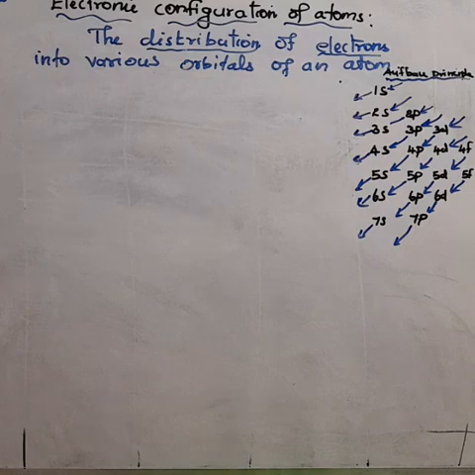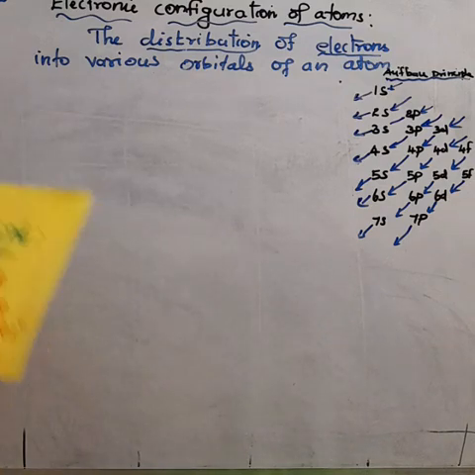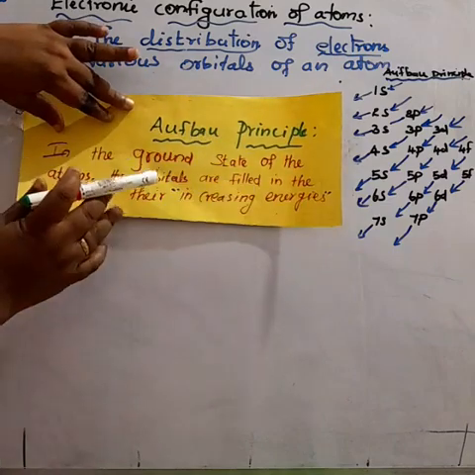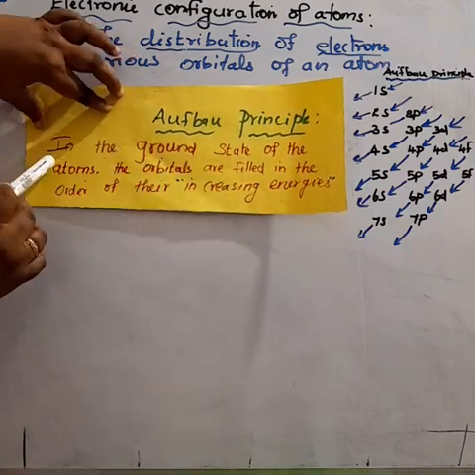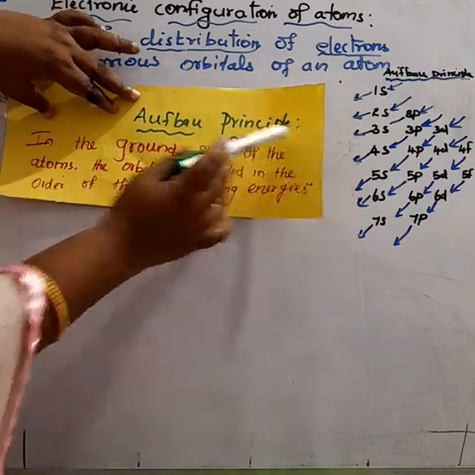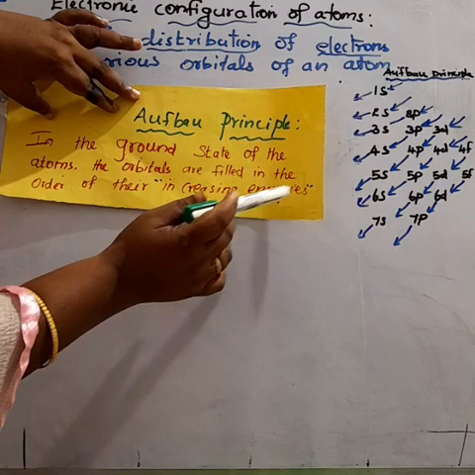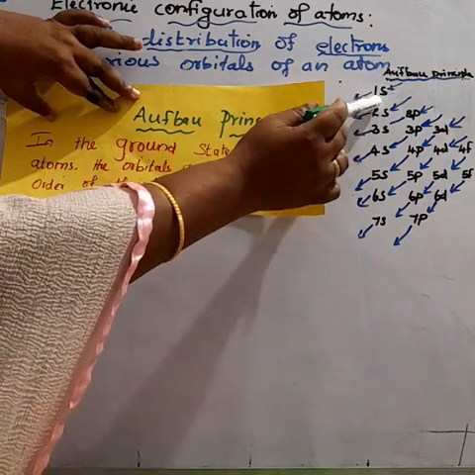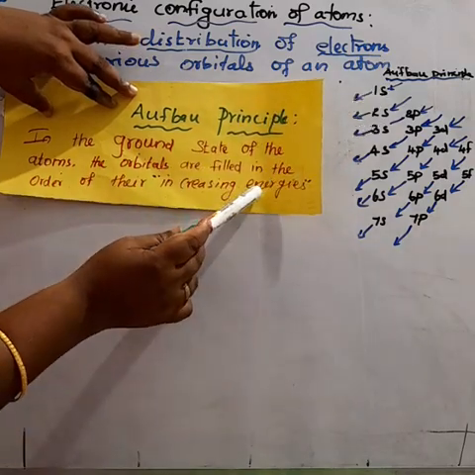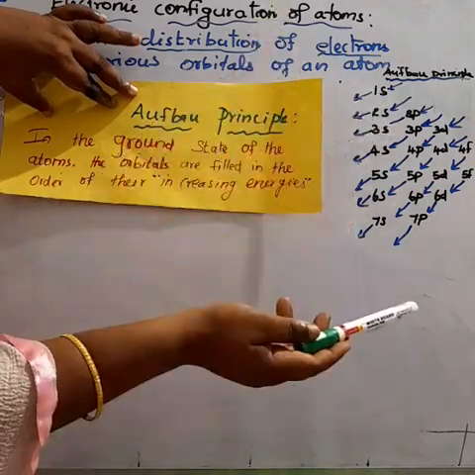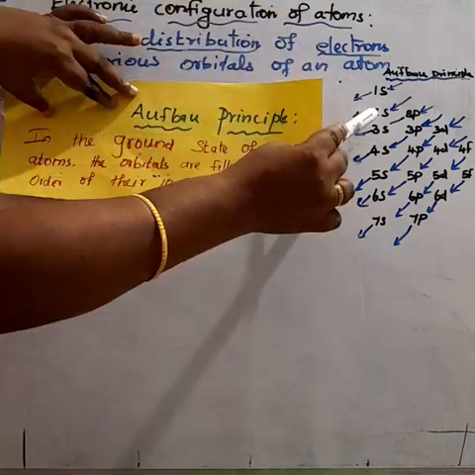It can be written by applying the Aufbau principle, the Pauli exclusion principle and Hund's rule. What do you mean by the Aufbau principle? We studied it in the previous class. The Aufbau principle means that in the ground state of an atom, the orbitals are filled in the order of their increasing energies. That is, electrons first occupy the lowest energy orbital. Once the lowest energy orbitals are completely filled, the electrons enter the next higher energy orbital.